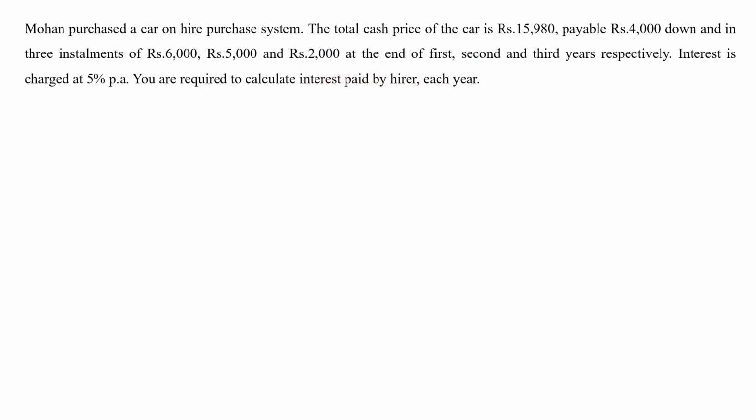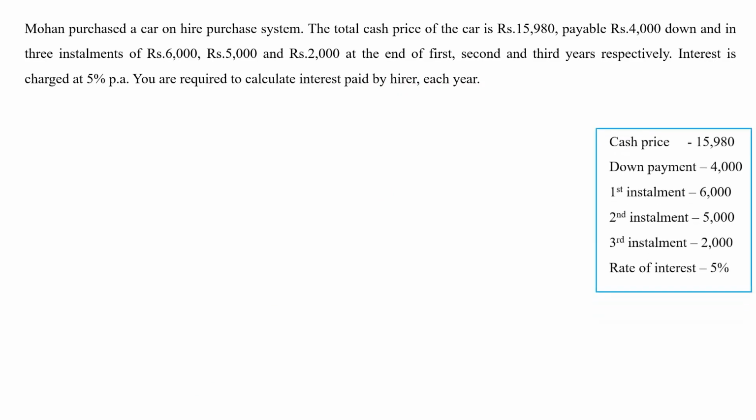Okay, with this information we will see what information is given in the question. Cash price: the cash price of the car is 15,980. Cash price is given, 4,000 down payment, 3 installments. First installment 6,000, second installment 5,000, third installment 2,000. Rate of interest is 5% per annum. These are the information that is given in the question that I have written here. Hirer means hire purchaser.